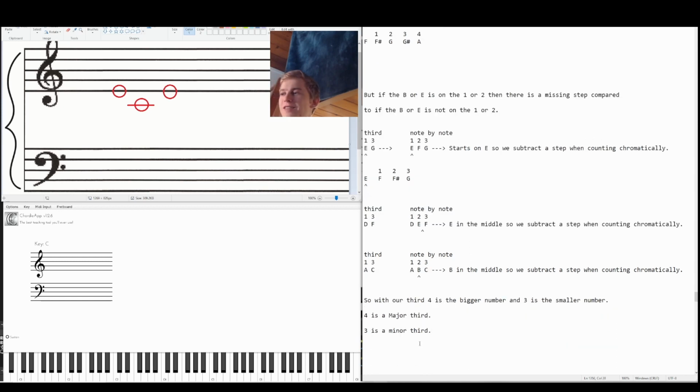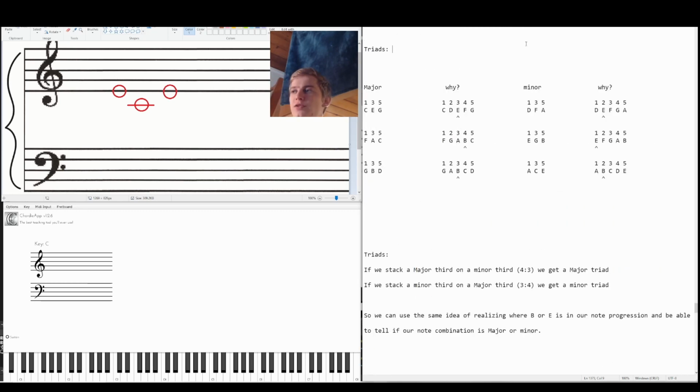So to conclude that, with our third, 4 is the bigger number of semitones, and 3 is the smaller number, and 4 is the major third, and 3 is the minor third. Next, we can take this even further, and we can plug this into triads.